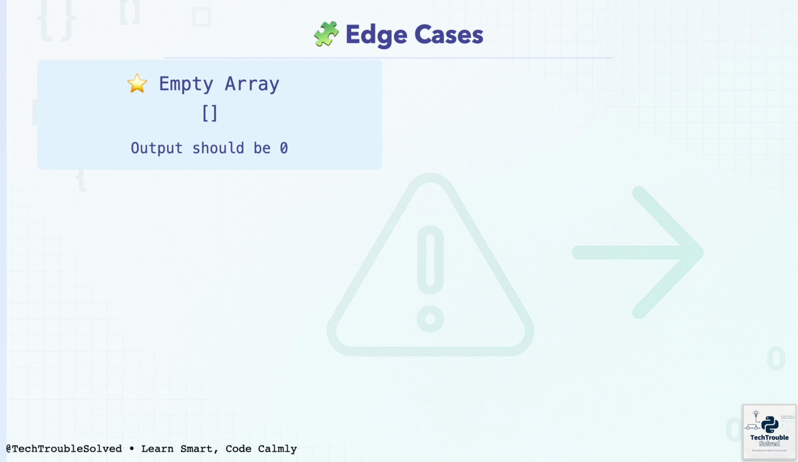Let's start with the first edge case. What if the array is empty? In this case there are no elements at all, so the answer is simply 0. Next, consider an array with just one element. That single element is already unique, so we return 1 and no pointer movement is needed.